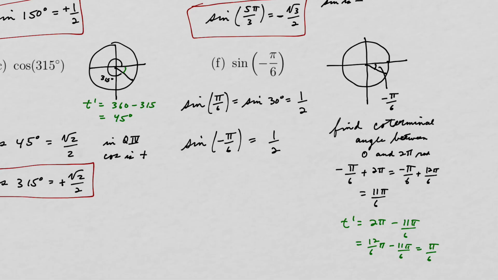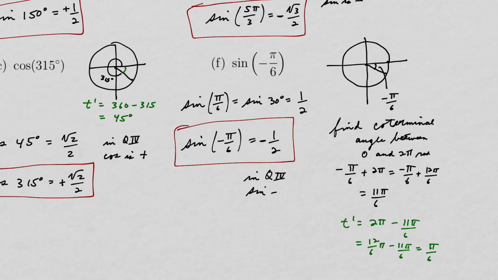And I know the mnemonic, all students take calculus, right? Or add sugar to coffee. So in the fourth quadrant, cosine is positive. The other two are negative. So in quadrant 4, that means the sine is negative. So this is going to be negative 1/2. And that would be my answer. So sine of negative pi over 6 is equal to negative 1/2 because I'm in the fourth quadrant.